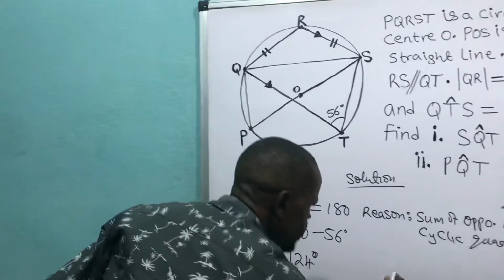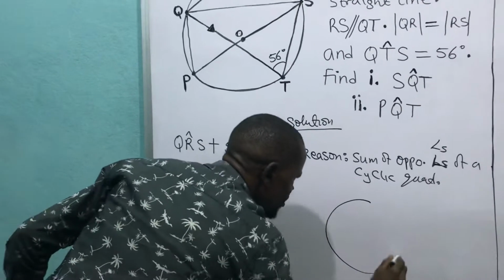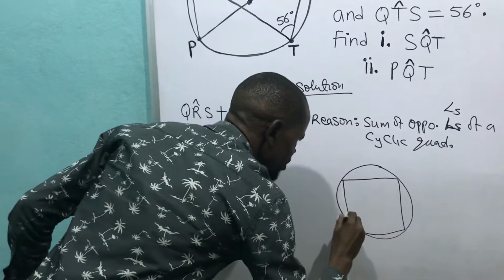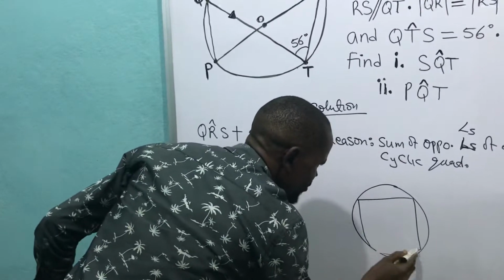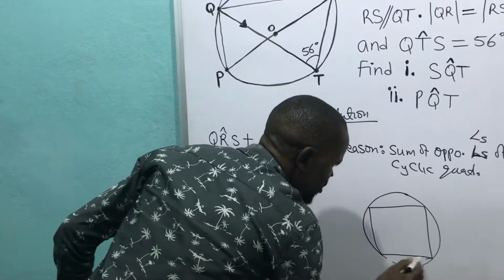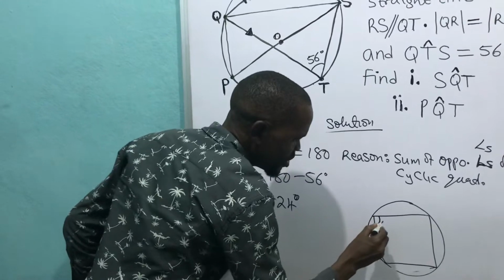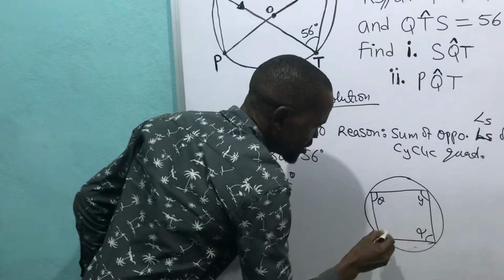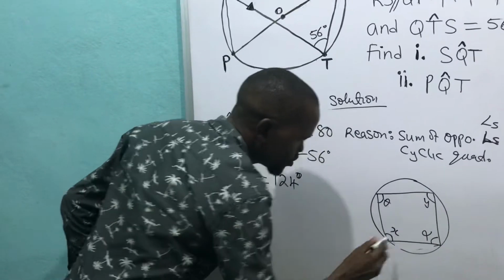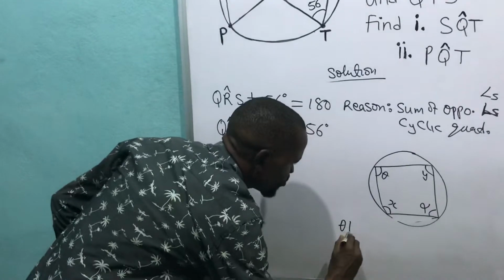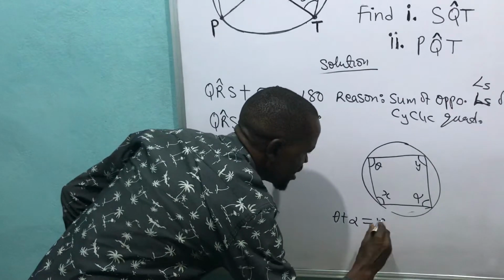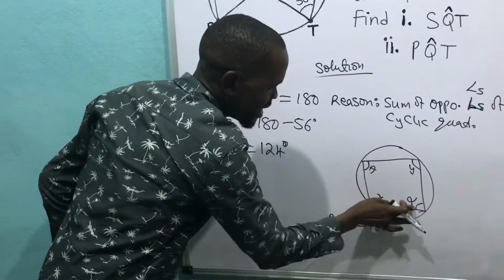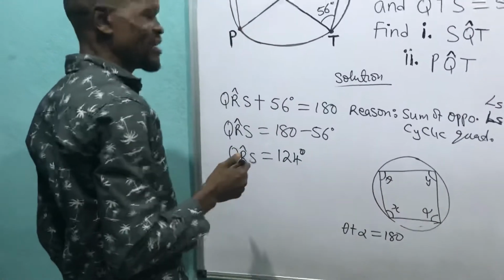What does it mean by cyclic quad? Look at this, a circle is drawn like this, and you have a rectangle in that circle. If we have a rectangle in that circle, this rectangle has formed a cyclic quad. That means this angle is theta and this is alpha, and this is x and this is y. It means that theta plus alpha is equal to 180. Theta plus alpha is equal to 180, opposite angles of a cyclic quad, which we did in our first lesson.